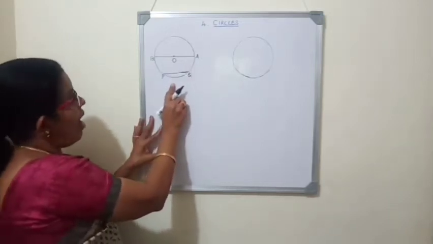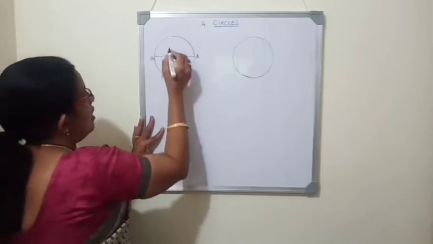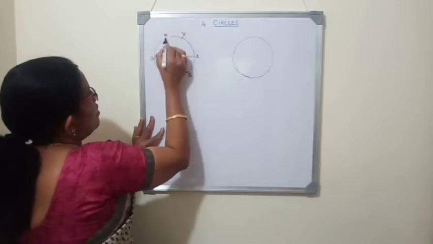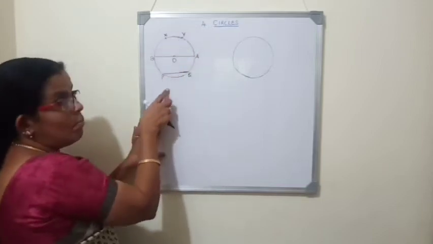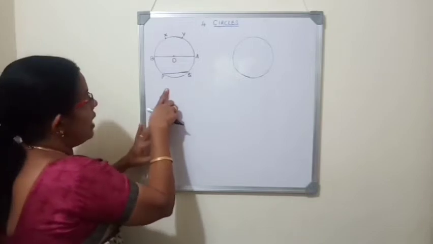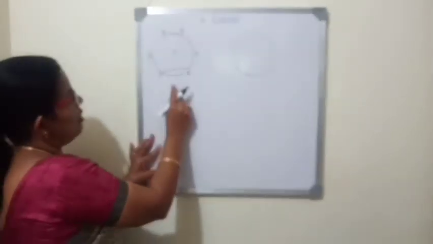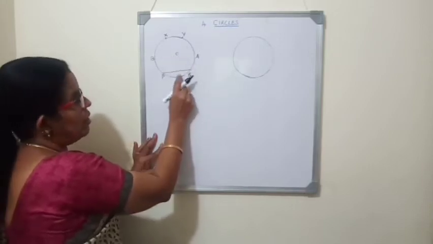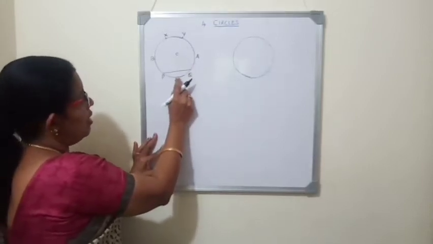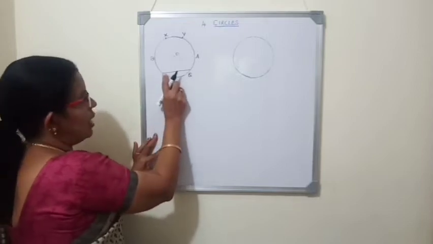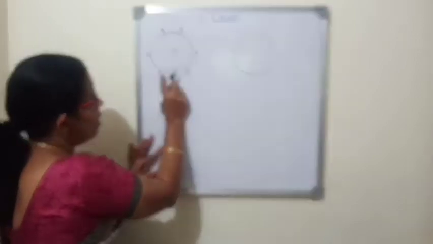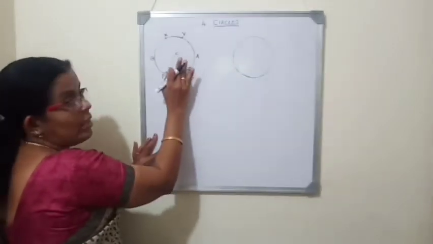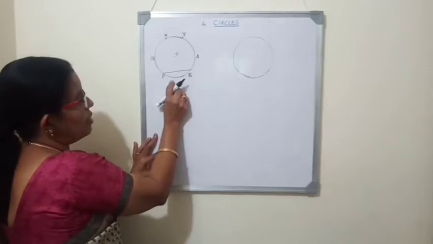After chord, next is arc. What is an arc? An arc is a part of the circle. If you mark 2 points, that is an arc. XY is an arc. Next is the segment. PQ is a chord. This chord will divide the circle into 2 parts. Each part is called a segment. So what is a segment? A segment is the region bounded by a chord and the arc. So here there are 2 segments. The bigger segment is called the major segment and the smaller one is called the minor segment.